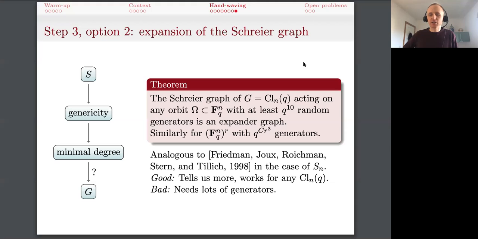Let me just mention that in the case of the symmetric group, this is work of Friedman, Zhu, Roykman, Stern, and Tillich from 1998.